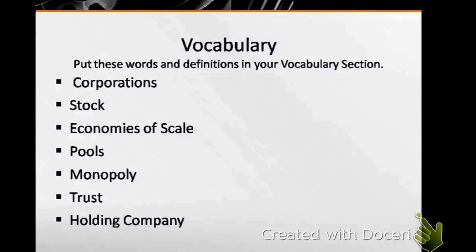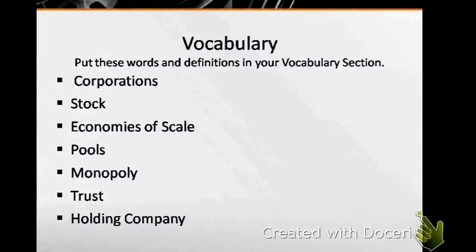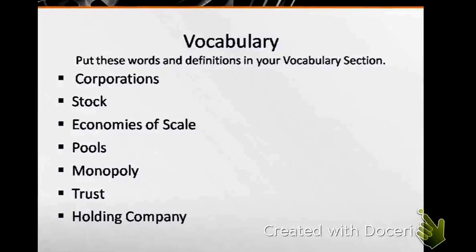This is the vocabulary for this section, and these words need to go in your vocabulary section of your notebook, so make sure you are in the last section of your notebook. It is a running list, so just do them right underneath the vocabulary from the last video. Corporations, stock, economies of scale, pools, monopoly, trust, and holding company. All those words need to be defined.